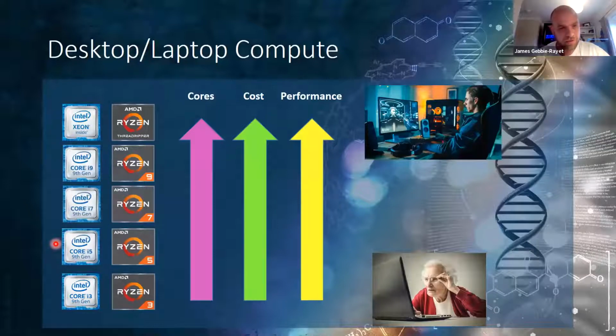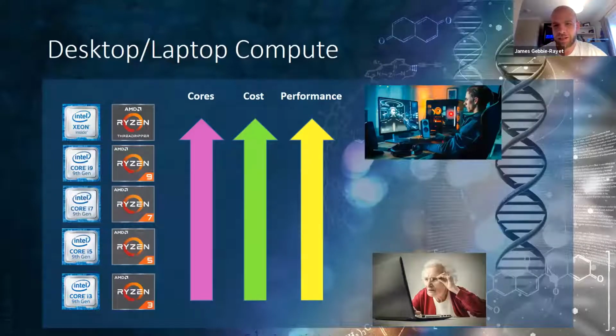And I'll talk about some of the HPC considerations with AMD in a second. But typically what happens is the more expensive the processor you have in your machine, you get more processing power, so more performance, etc. So at the lower end, it might be useful for checking your email, or say your grandma to check her internet, things like that.